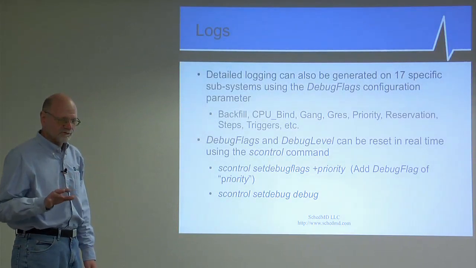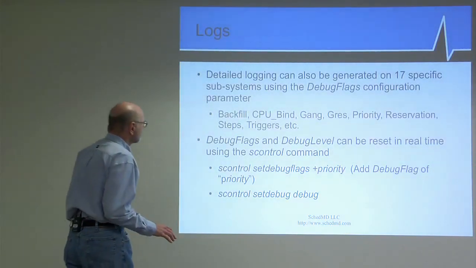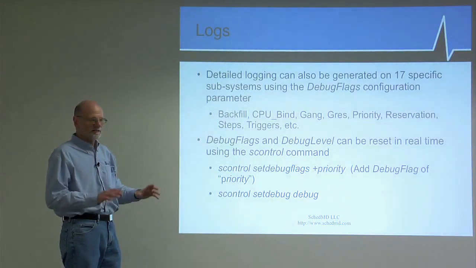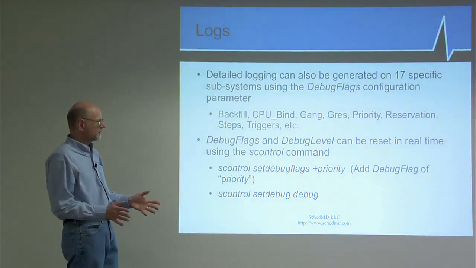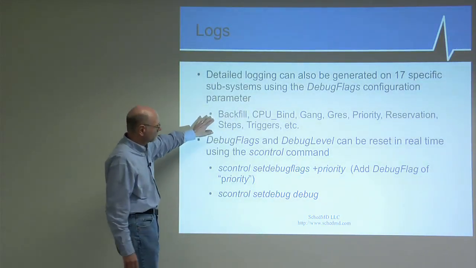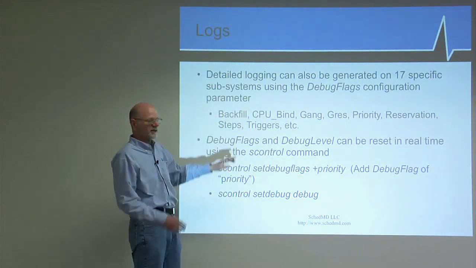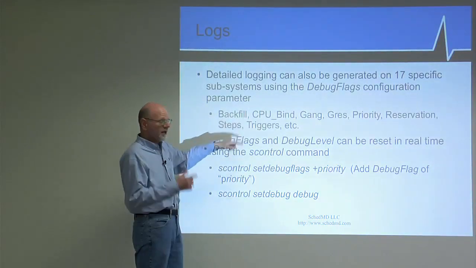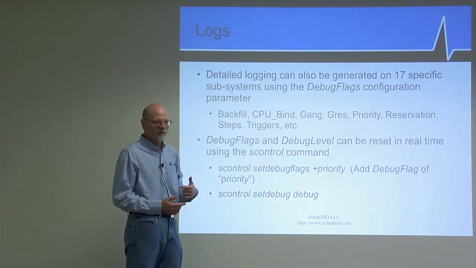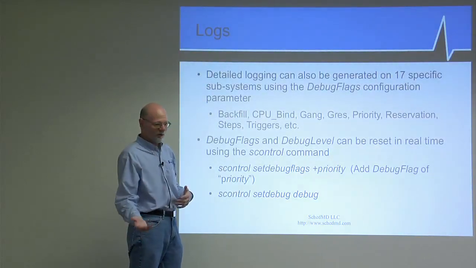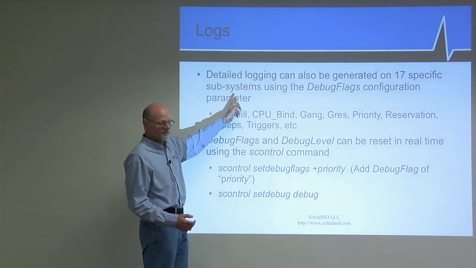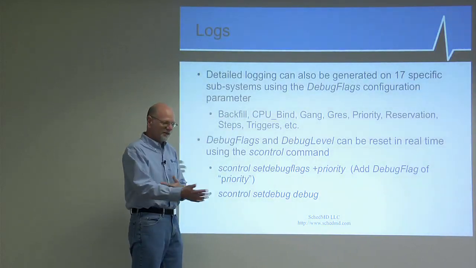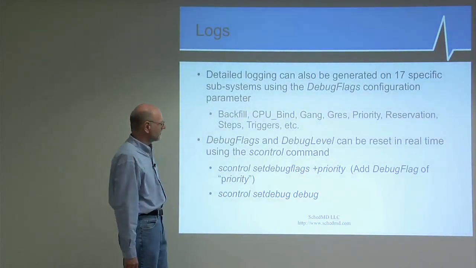Besides the -v for generic verbosity, there are also 17 debug flags available. If you want to generate detailed debugging information about just a specific subsystem, that's the mechanism you would use. If you want specific information about what the backfill scheduling algorithm is doing, you can turn that on, and you can change these on the fly on a live system. Say, I don't understand why this job's not running. Let me just change the debug flag, let the backfill scheduler run once or twice, turn it off, and then study the logs and hopefully figure out exactly what's happening.